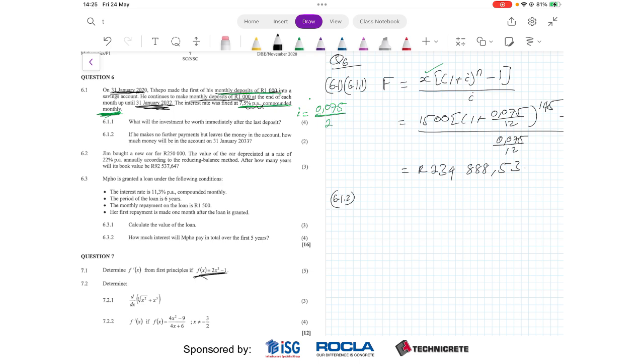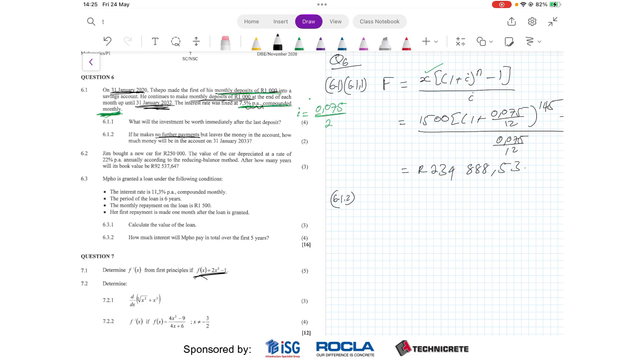6.1.2. If he makes no further payments but leaves the money in the account, how much money will be in the account on 31st January 2033? We are told that he makes no further payment. So we're not going to use either the present value or the future value formula, because those two formulas require the person in the question to be making equal monthly deposits into whatever account they are making the payments into.